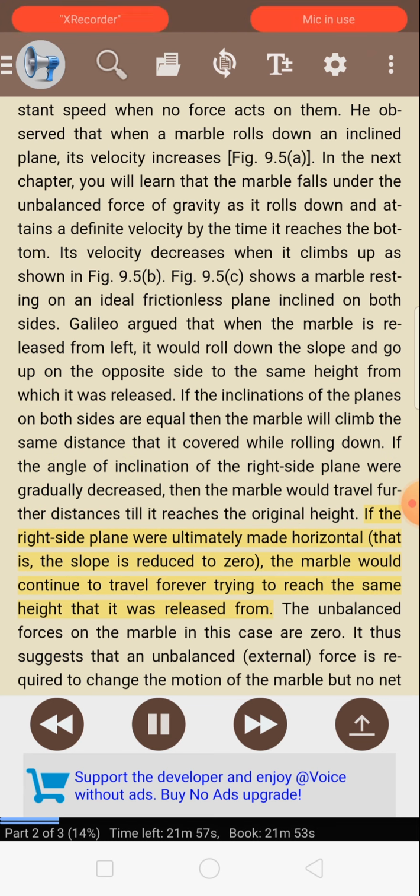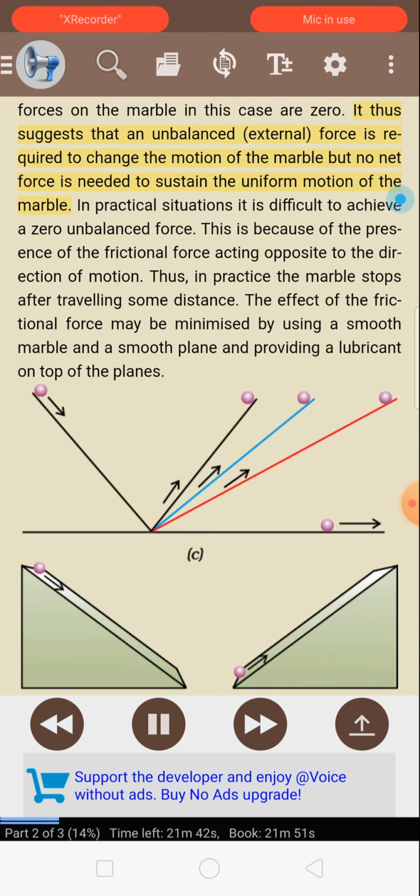If the right side plane were ultimately made horizontal, that is, the slope is reduced to zero, the marble would continue to travel forever trying to reach the same height that it was released from. The unbalanced forces on the marble in this case are zero. It thus suggests that an unbalanced external force is required to change the motion of the marble, but no net force is needed to sustain the uniform motion of the marble.